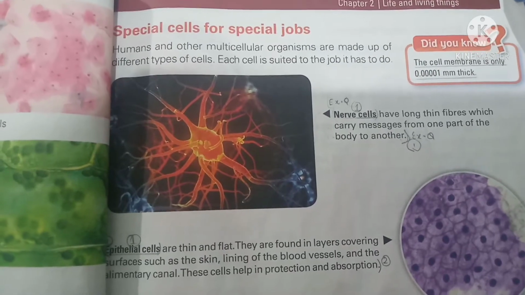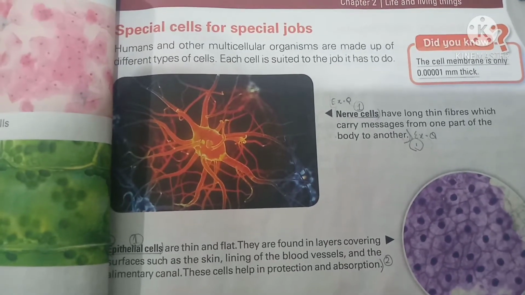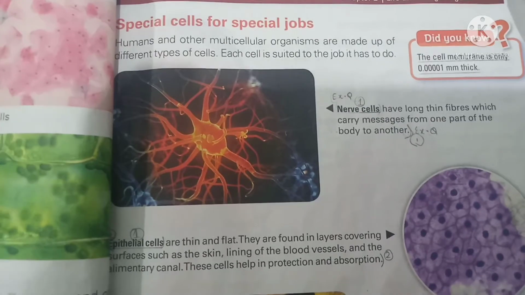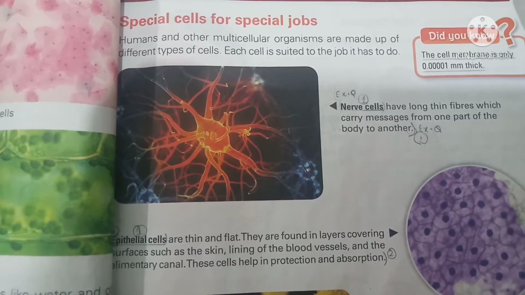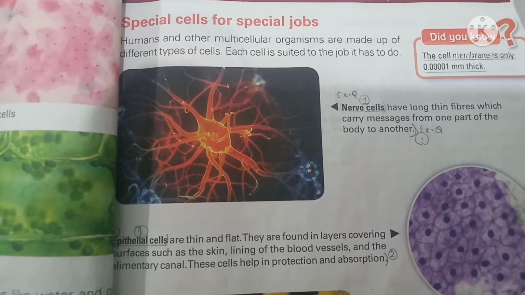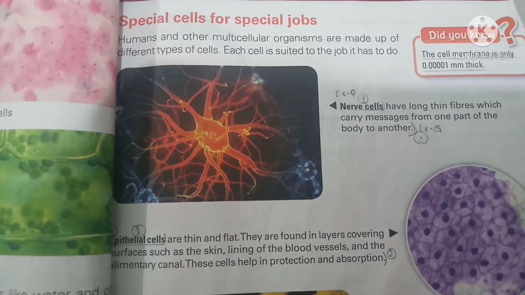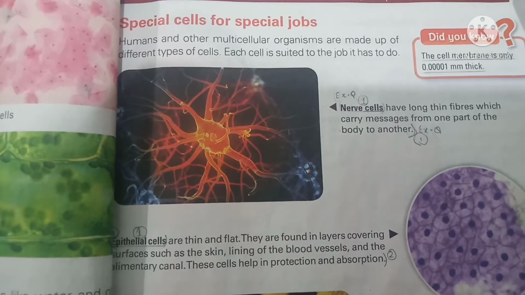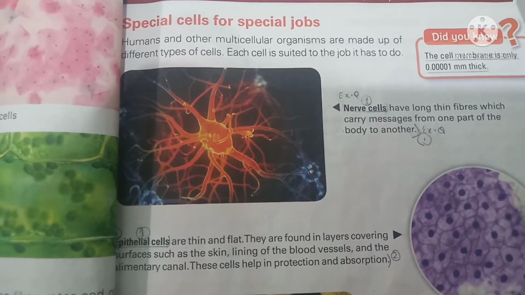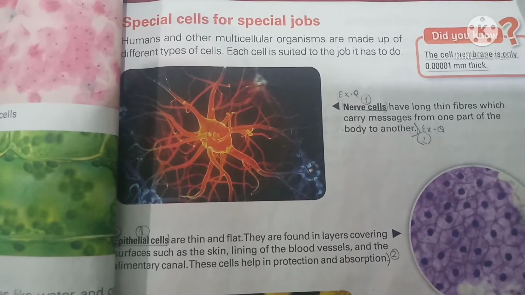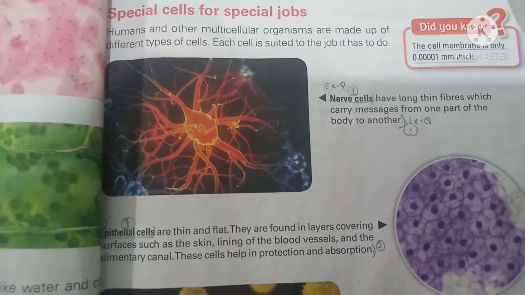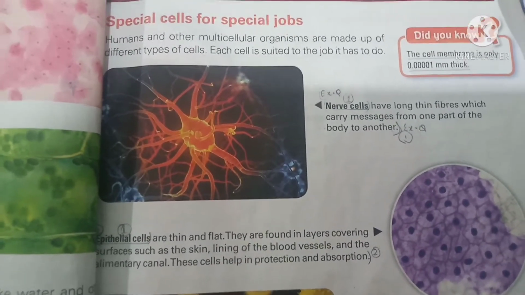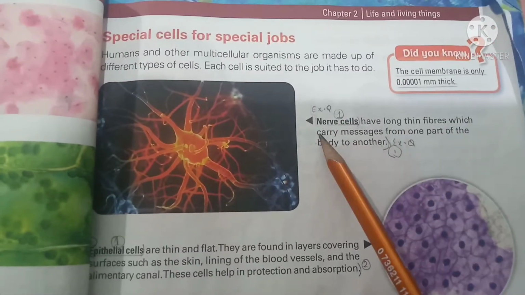So students, we have nerve cells, epithelial cells, pollen grain cells, and the red blood cells. Most of them are the cells of plants and some are of the animals. Every animal and plant cell differs from each other according to their structure and body pattern. The first one is nerve cell.